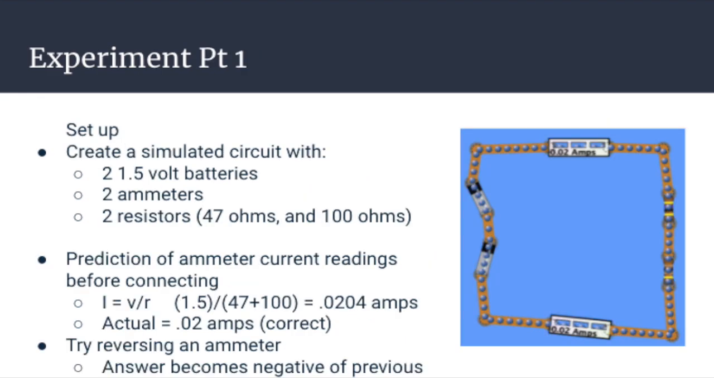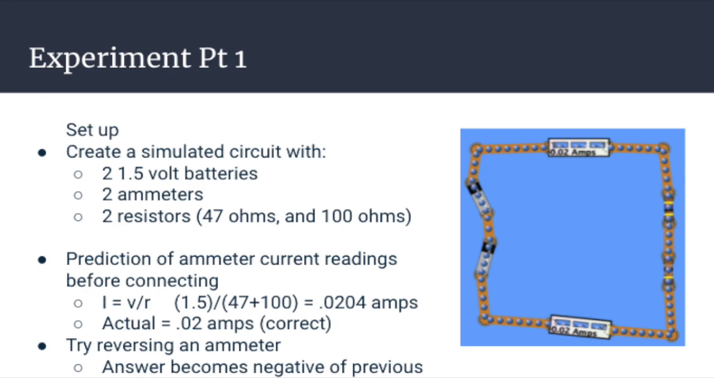This is the first experiment we will do. It involves setting up a closed circuit with two 1.5 volt batteries, two ammeters, and two resistors, 47 ohms and 100 ohms respectively. Once this has been made to match the picture shown, it's time to predict what the ammeters will say. They read current, so we can use the current equation I equals V divided by R.